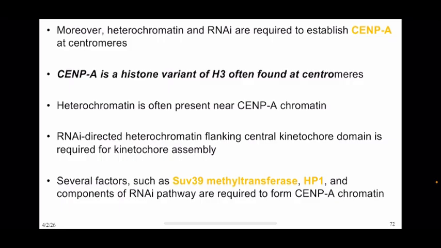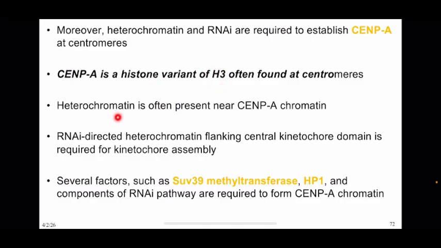Moreover, heterochromatin and RNAi are required to establish CENP-A at centromeres. There's another protein called CENP-A, and this one is not actually related to CENP-B. CENP-A is a histone variant of H3. So this is a histone protein, and it is very important to the centromere. If there is no CENP-A at a centromeric region, there will be no centromere at all. So a centromere can afford to lose CENP-B, but it cannot afford to lose CENP-A. CENP-A is just like histone 3, a variant of it.